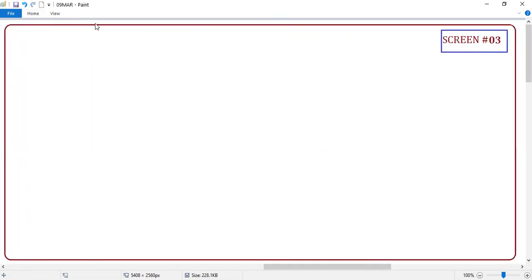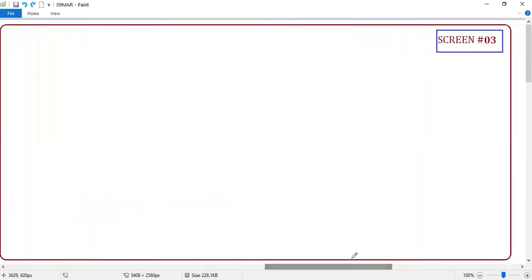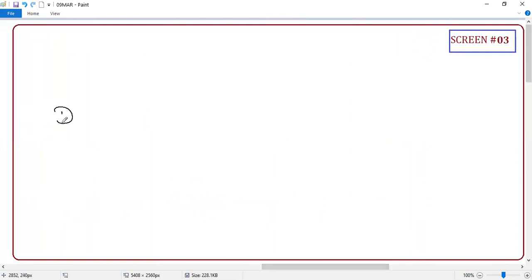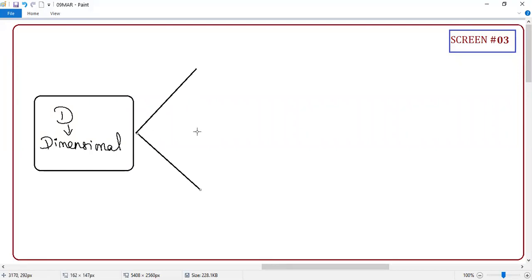Okay. So guys, first you should know what this D stands for. Anyone knows that? D stands for what? D stands for dimensional. Okay, so there are 1D, 2D, guys, 3D. We should know this very well, guys, if you want to learn mensuration.